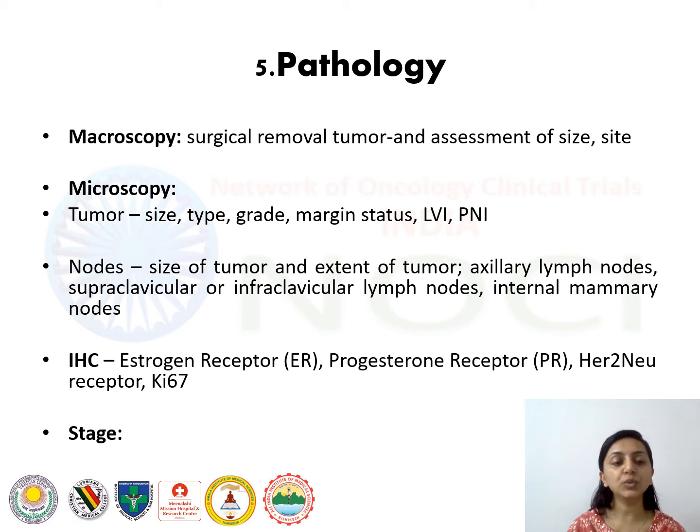We need to look into the tumor type, the nodes involved, IHC study, and finally the stage of the disease. So when you discuss the tumor, the pathologist reports the size of the tumor and the type of the tumor. There can be invasive lobular carcinoma or ductal carcinoma in situ. These are all different types of the tumor. The grade of the tumor, that is grade 1, grade 2, and grade 3.